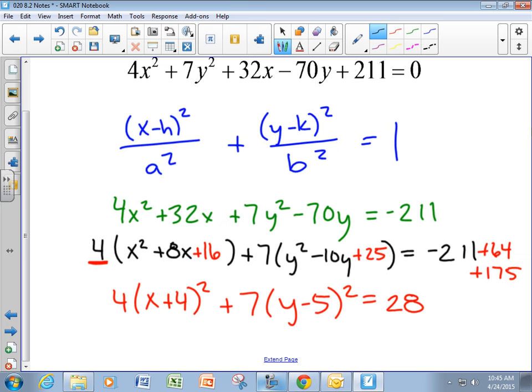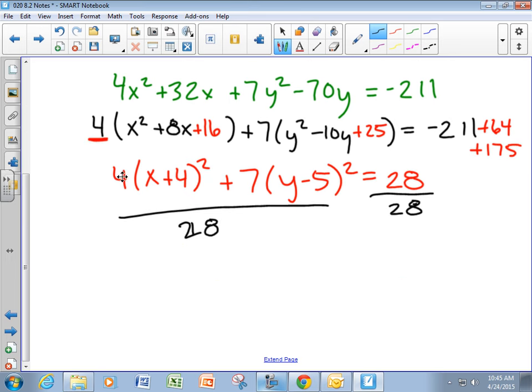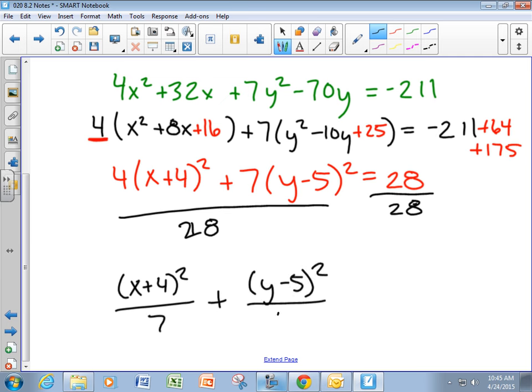Well, I know to make this equal 1, I would have to divide by 28. And if I'm going to divide this side by 28, I need to divide this side by 28. And what should happen now is this number in front of both should divide evenly into the 28, which gives you your fraction. So we'll have (x plus 4) quantity squared over 7, and then we'll have (y minus 5) quantity squared over 4, and that equals 1. Now I have my ellipse equation.